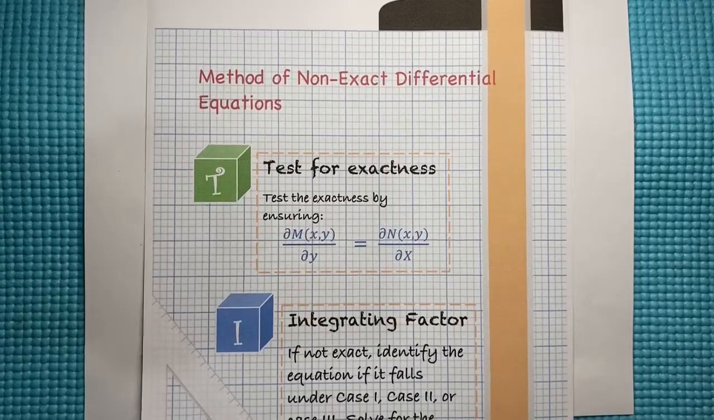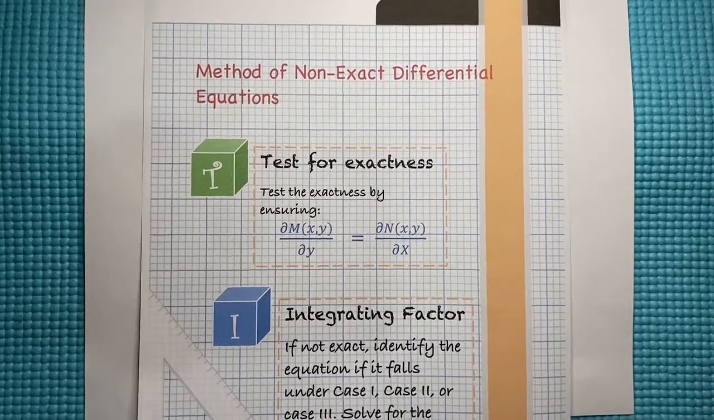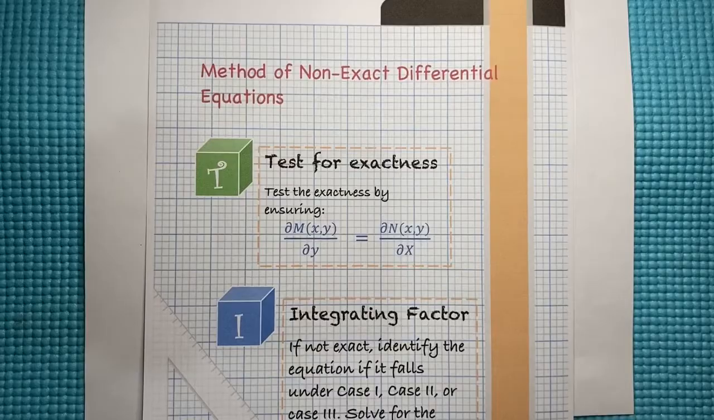You would notice here that the method for non-exact differential equations is similar to the exact equation. The first step is still the test for exactness. We are to determine whether a given differential equation is exact or not, and that is done through the partial derivative of the M function of x and y with respect to y, which should not be equal to the partial derivative of the N function of x and y with respect to x.